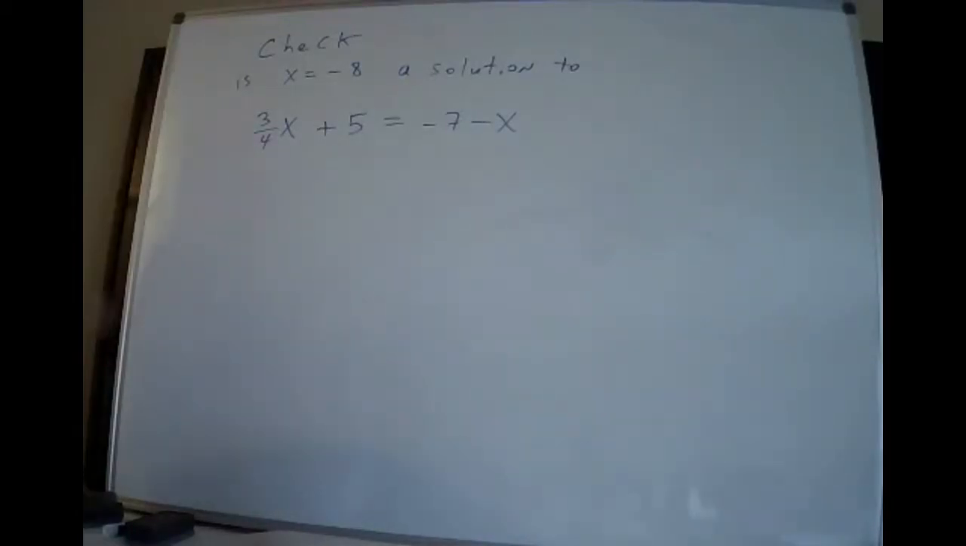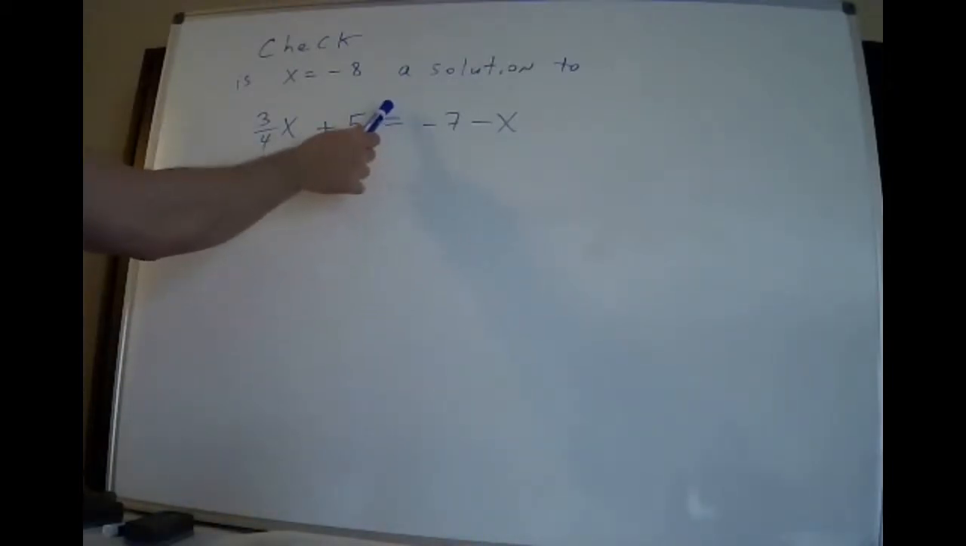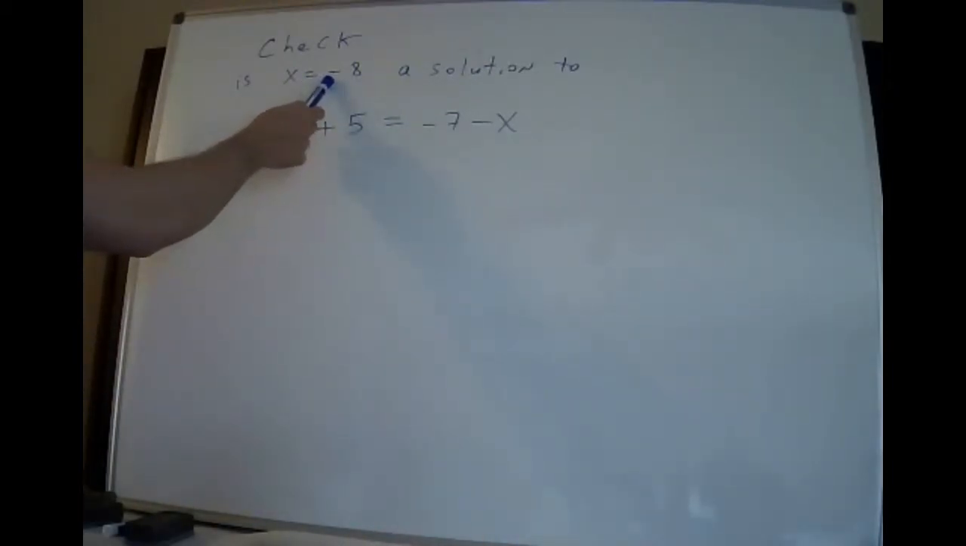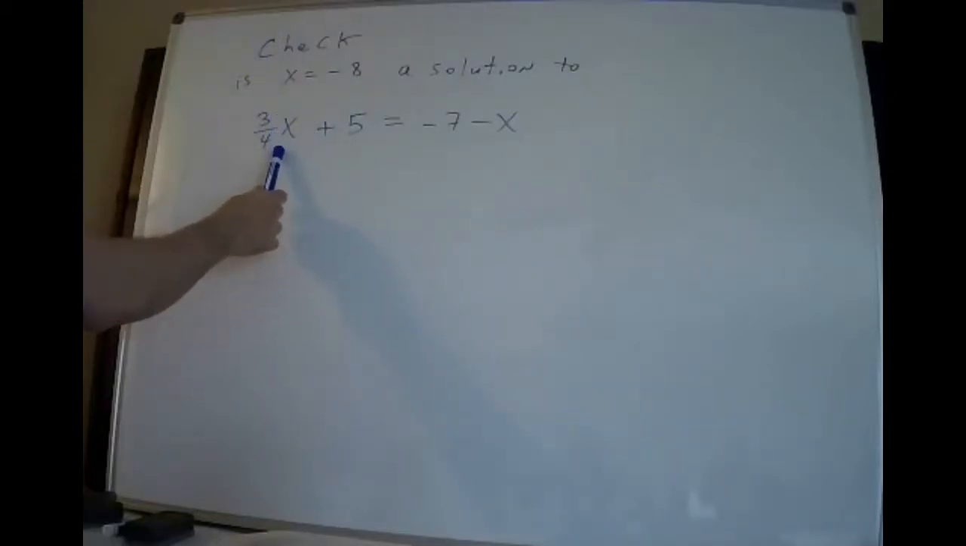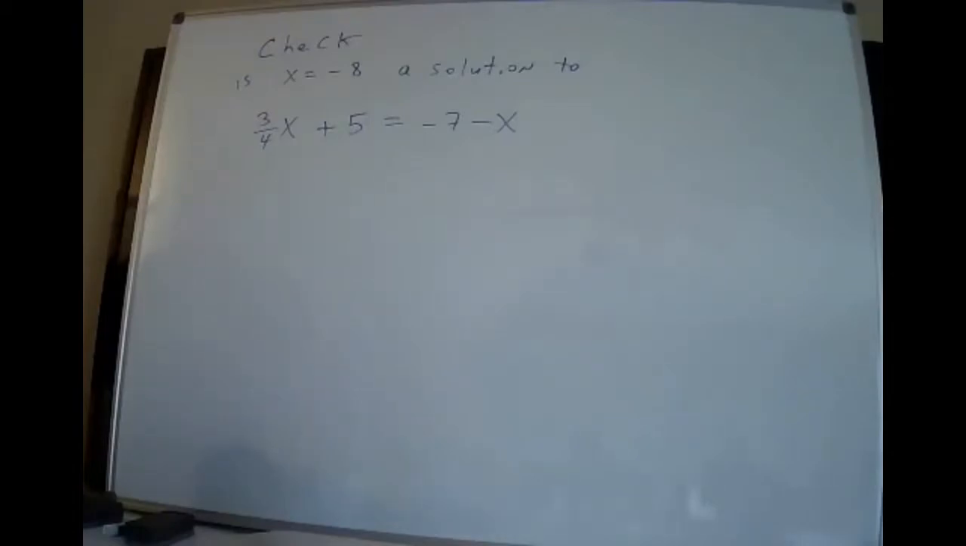All right, so we are checking if a number is a solution to an equation. An equation has an equal sign in the middle. If this is a solution, then when I plug it into the left and I plug it into the right, I should get the same number. So what I'm going to do is just plug the number in.